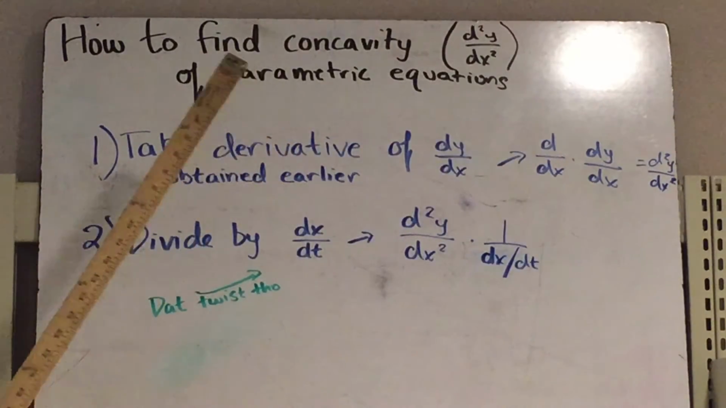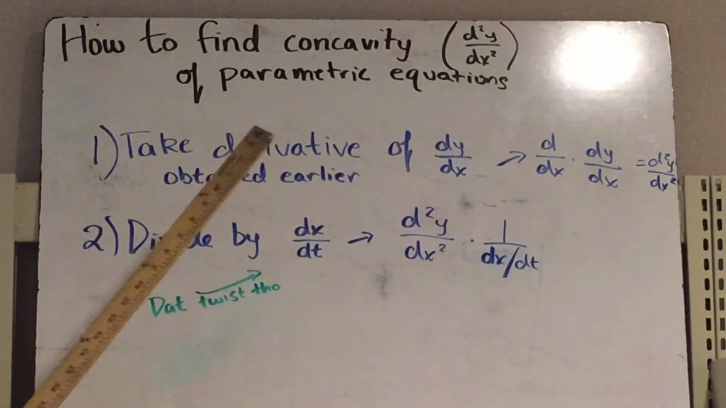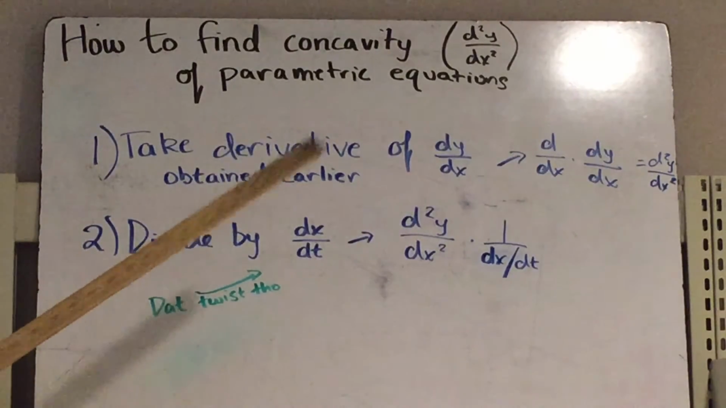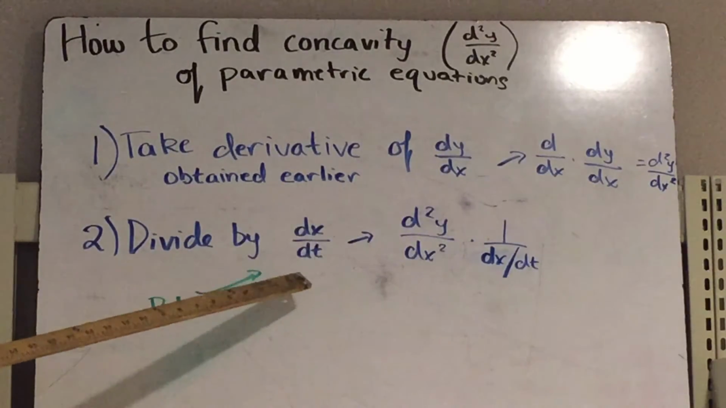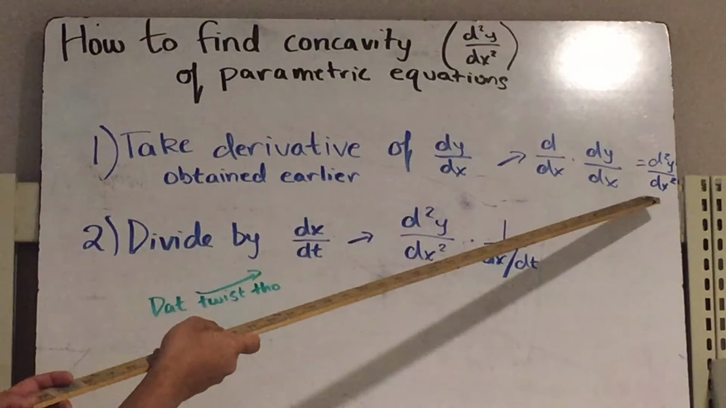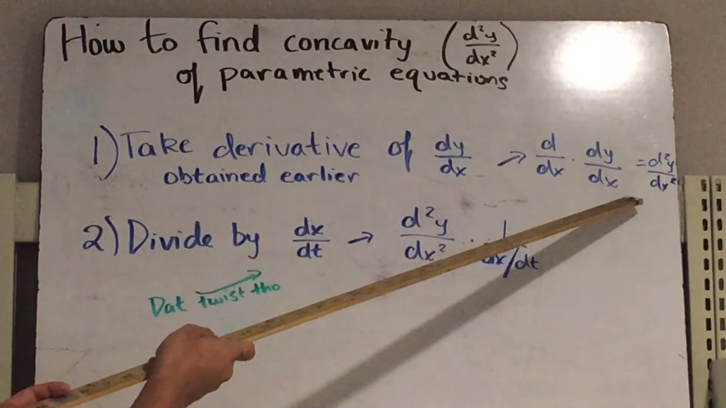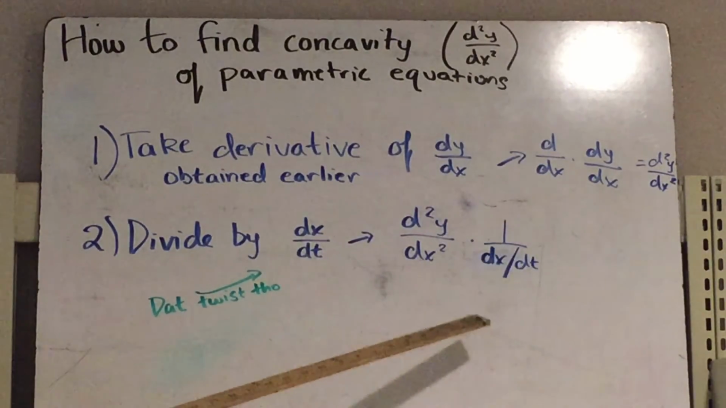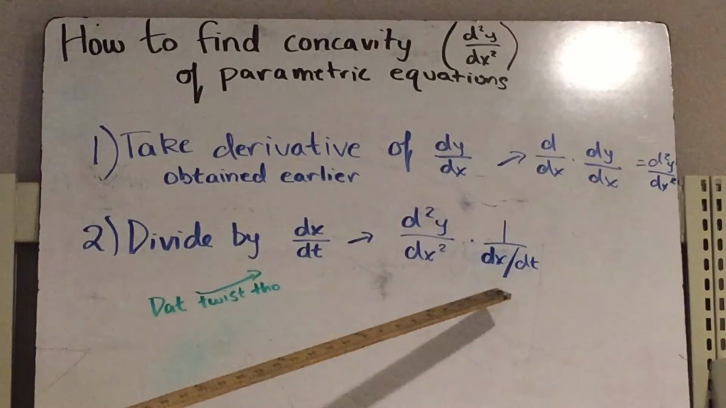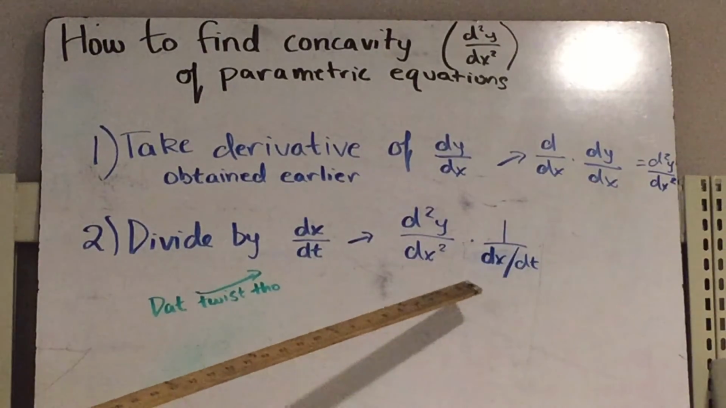So at first, you might think that that's it, but there's actually a twist in how to find concavity of parametric equations. The second and final step you have to do is divide by dx over dt. So take that value you had over here by taking the derivative of dy over dx, bring it over here, and divide it by dx over dt. Remember, you got dx over dt by taking the derivative of the x component equation.